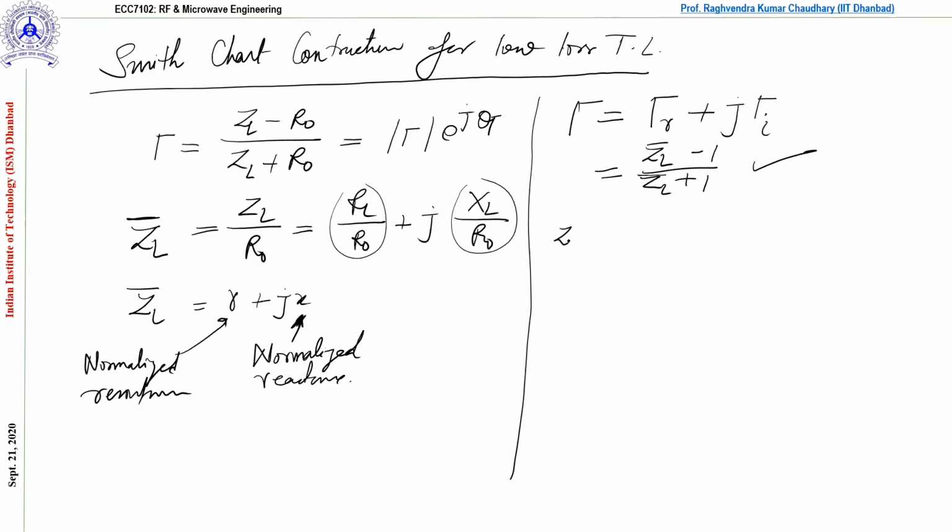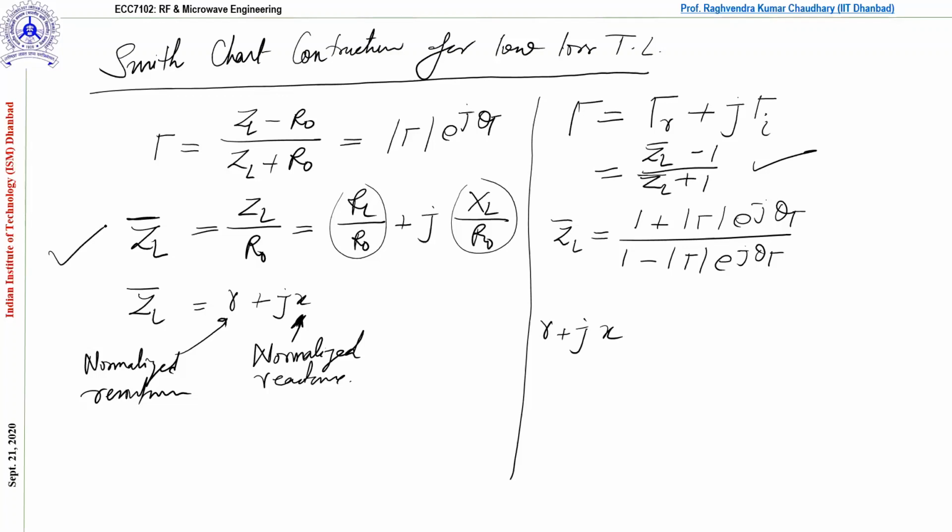And we can also write ZL bar in terms of gamma: (1 plus mod of gamma e to the power j theta gamma) divided by (1 minus mod of gamma e to the power j theta gamma). Fine. This is the normalized impedance related with the reflection coefficient. If you have the reflection information, you can find out the load impedance. Okay, so this is the idea. Now, finally, what we can write: r plus jx. What is this? This is the normalized impedance. Correct, we just normalized here.